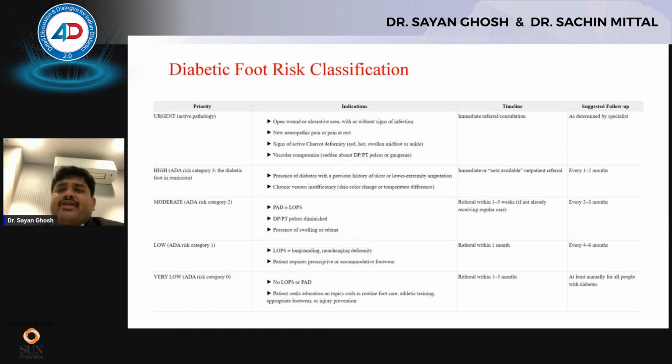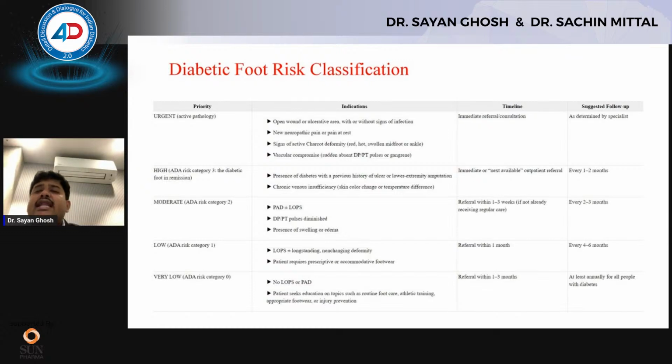Now, moderate risk, that is ADA risk category 2, there may be peripheral arterial disease plus or minus loss of protective sensation, peripheral pulses are diminished, and swelling or edema is already there. So the referral is within 1 to 3 weeks, that is, if not already receiving regular care, every 2 to 3 months follow-up is very much necessary.